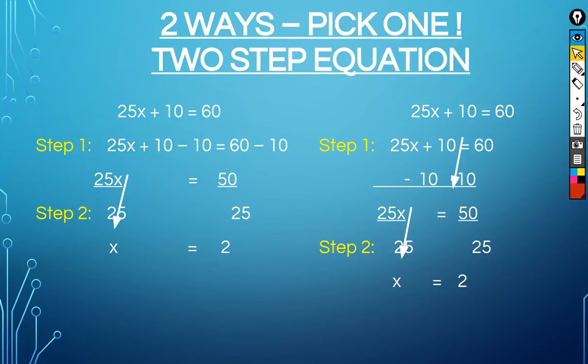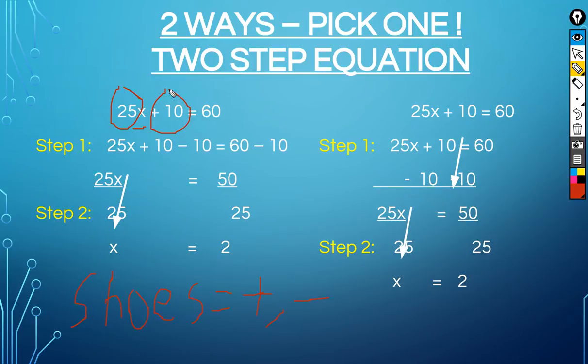Well, shoes is these operations right here. Addition and subtraction. Shoes is our addition and subtraction. So if we're going to get x, and this problem right here, it's 25x plus 10 equals 60. If I'm going to take my shoes off first, I have to get rid of addition first. So I would not get rid of 25 first, because that's multiplication. I would get rid of the plus 10 right here.